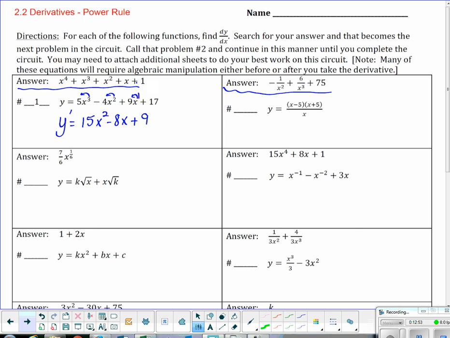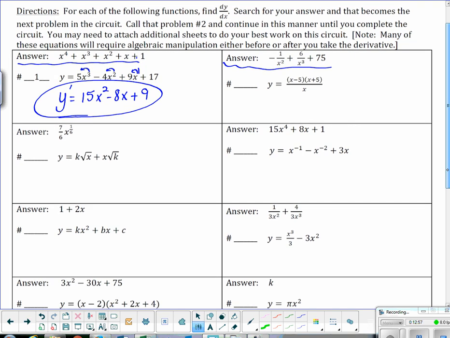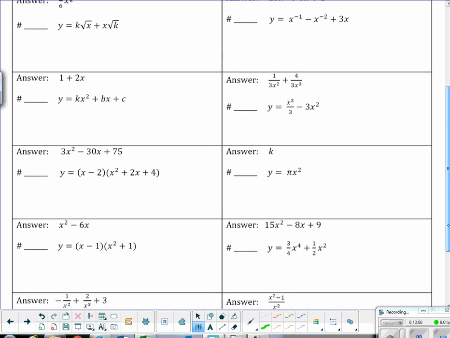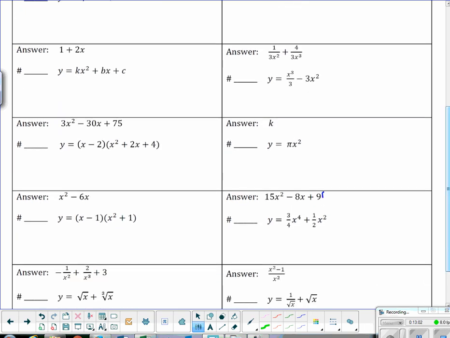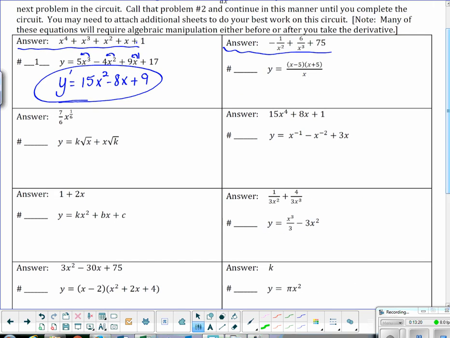All right, somewhere on the page we should find this answer, and it was 15x squared minus 8x plus 9. Found my answer. That makes this problem number 2. I'll go through, get the derivative, and then when I find that box that has my answer here, it becomes problem number 3. Eventually, when you're done, your last answer should be this one. So from the last problem of the worksheet, it'll come back to the very beginning, and you've completed the circuit.